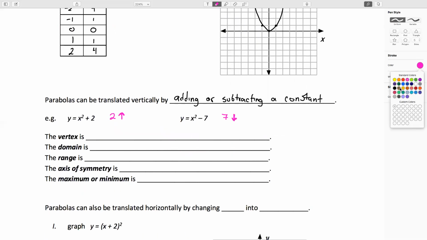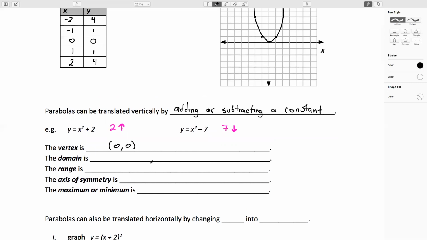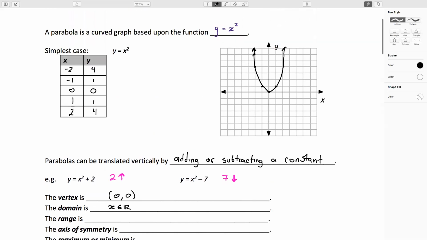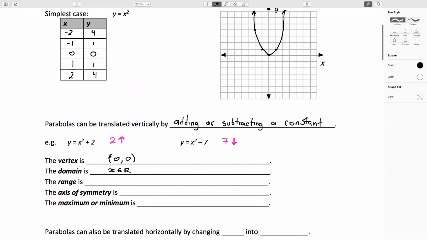The vertex of this particular parabola here is (0, 0). The domain of this particular parabola is that x can be anything. Remember, domain is like asking what x's are allowed, and you could put any number in this without breaking rules, so x is all real numbers. The range, though, is restricted because, as you can see, it's greater than or equal to 0. So y is greater than or equal to 0.